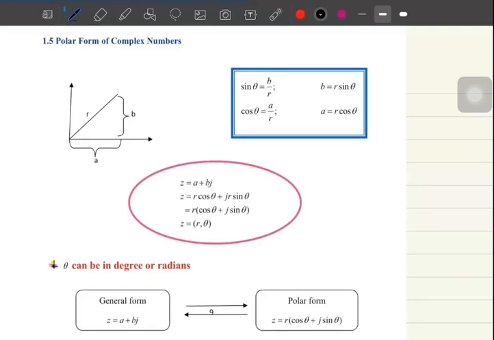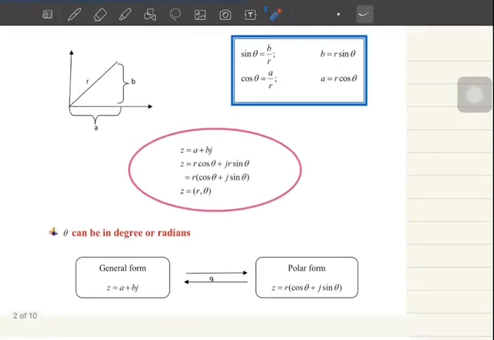Before this, we have learned the general form of complex numbers, which is given by z equals a plus bj. For the polar form of complex numbers, it is given by z equals r (cos theta plus j sin theta), or we can also write it in the form z equals r angle theta, where r is the modulus of the complex number and theta is the actual angle, or the argument, of the complex number.